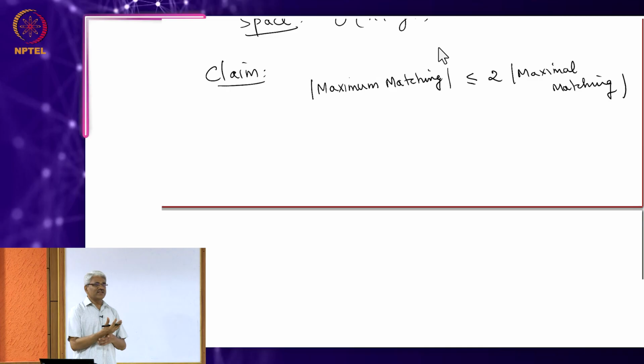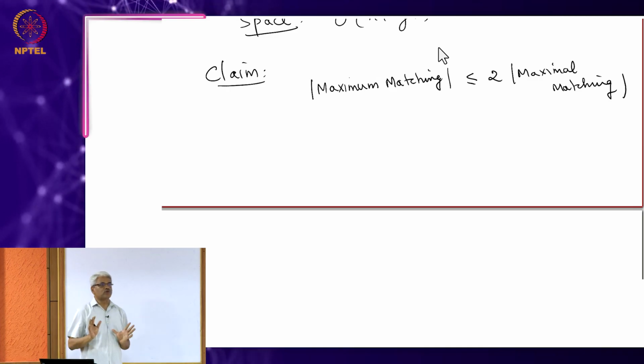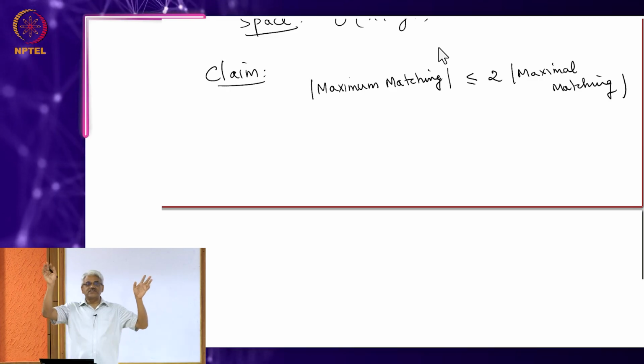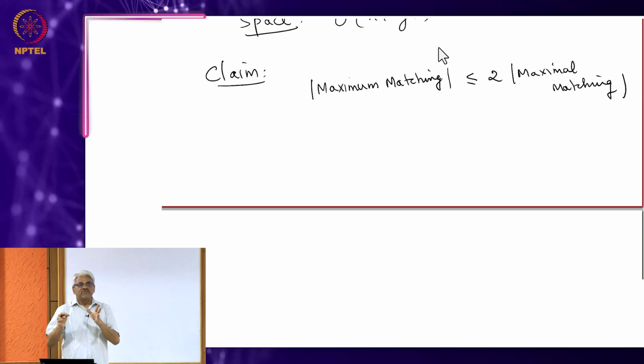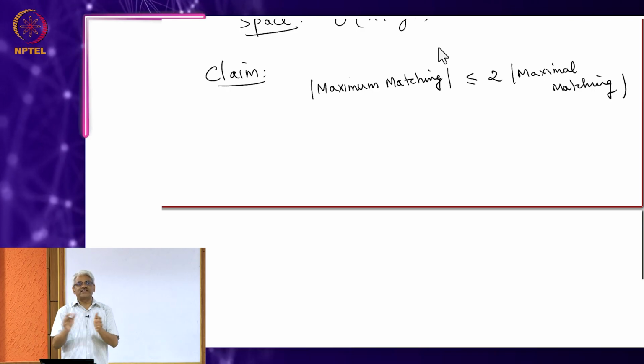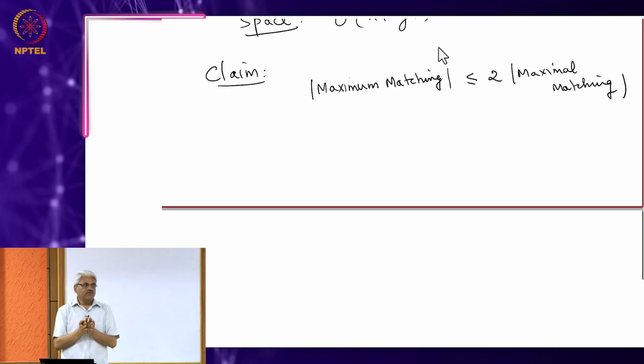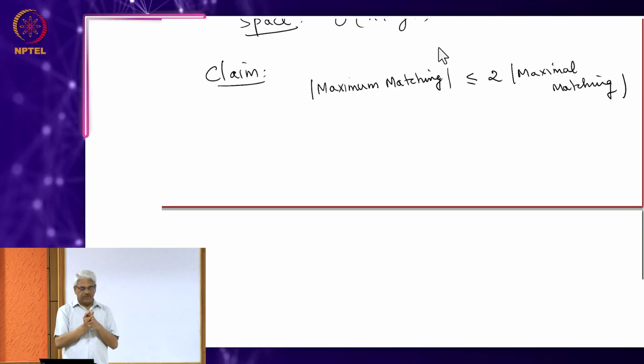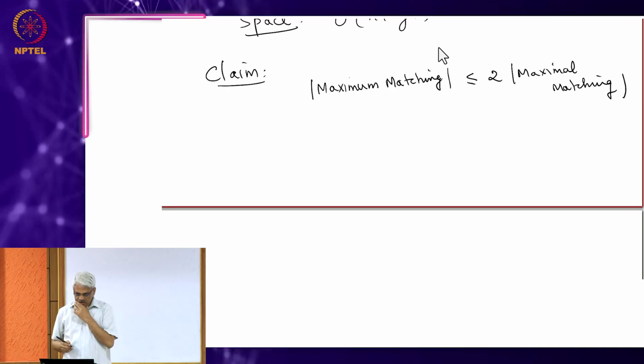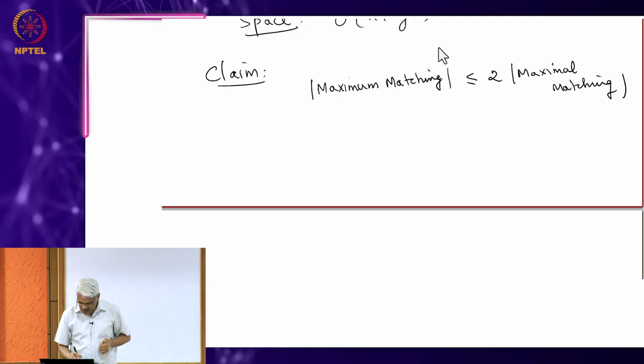So, what I am storing is a 2 approximate solution, right. The maximum matching is 100, I may be storing some 50, not less than that, 50 or above. Okay. So, I am not too far from the optimum. Why is this true? There's a very simple proof of it.